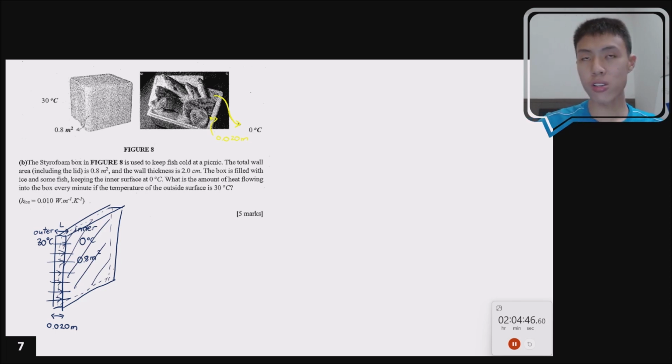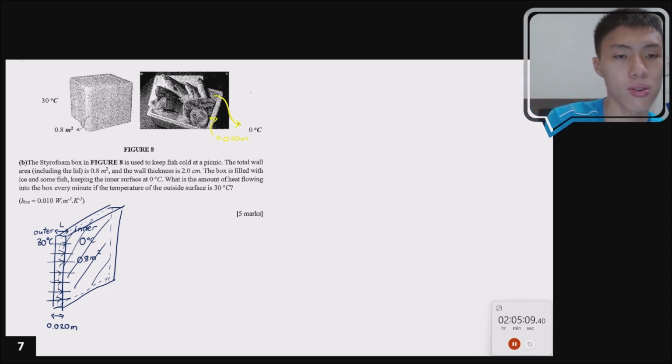It's important to know how the heat flows from the hot to cold region. If you know how the heat flows, then the cross-sectional area must be perpendicular to the heat flow. Then your length over here should be the distance between the hot region and the cold region. The distance between them is L.